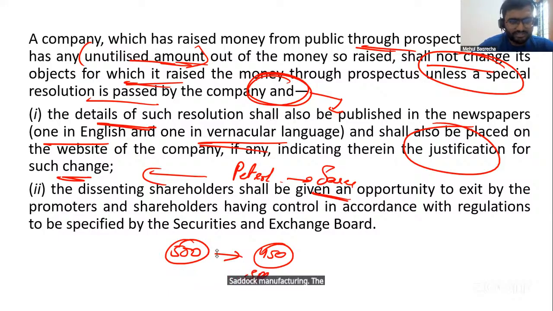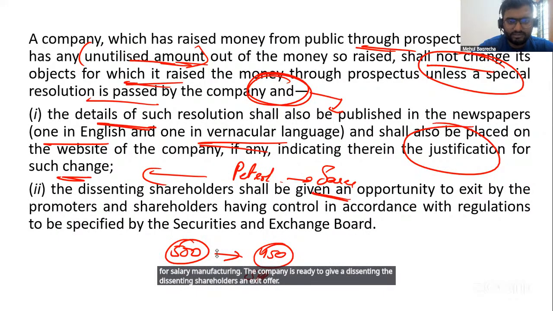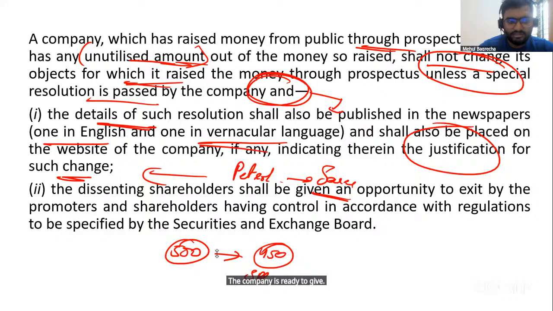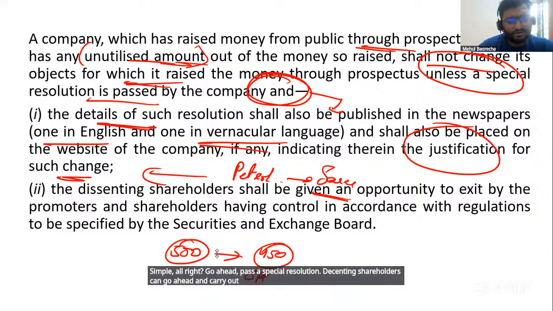The company wants to utilize the unutilized amount for saree manufacturing. The company is ready to give the dissenting shareholders an exit offer. Comment. So what is your answer going to be here? Simple. All right. Go ahead, pass a special resolution. Dissenting shareholders can go ahead and carry out their exit offers and be done with it. Clear, everyone? Understood the point?